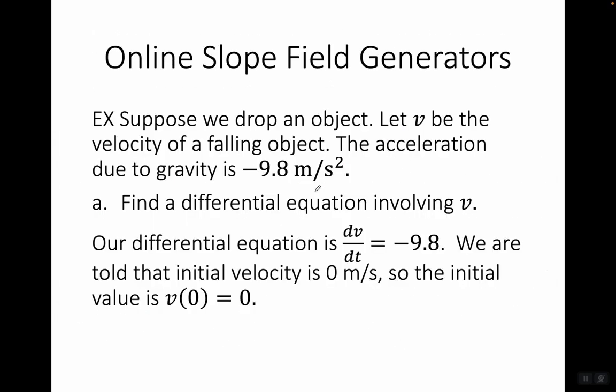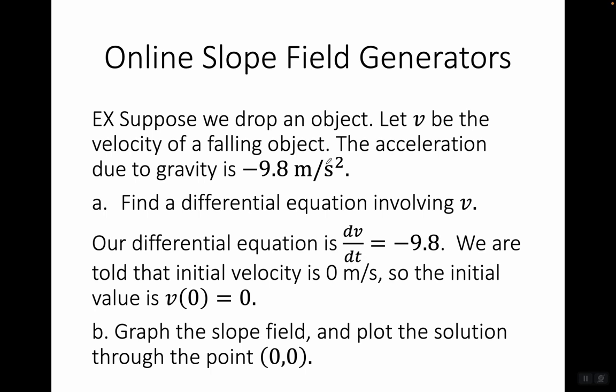It is very cool. Now let's suppose we drop an object. And again, you can play with this on your own. Let v be the velocity of the falling object. The acceleration due to gravity is negative 9.8 meters per second per second. Let's find a differential equation involving v. Our differential equation is dv/dt equals negative 9.8. Why? Because acceleration is dv/dt. So if I say the acceleration is negative 9.8, you could express that as a differential equation, dv/dt equals negative 9.8. We're told that initial velocity is 0, so the initial value is v(0) equals 0. So this is an initial value problem.